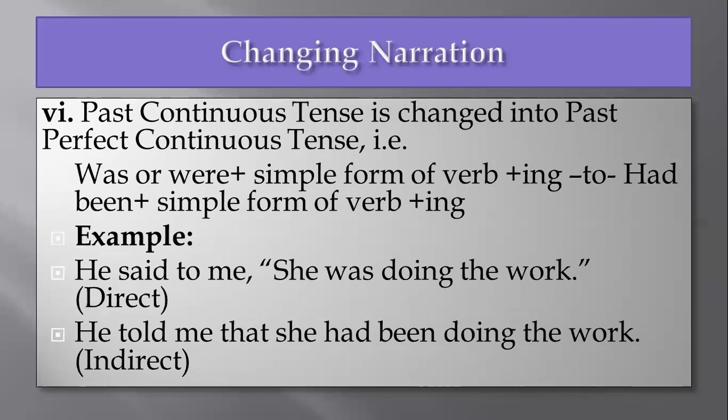Next, past continuous tense is changed into past perfect continuous tense. That is was or were plus simple form of verb plus ing to had been plus simple form of verb plus ing. As for example, if the direct speech is, he said to me, she was doing the work. The indirect speech will be, he told me that she had been doing the work.